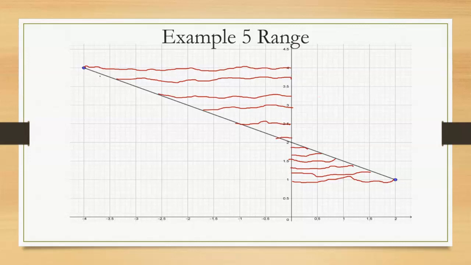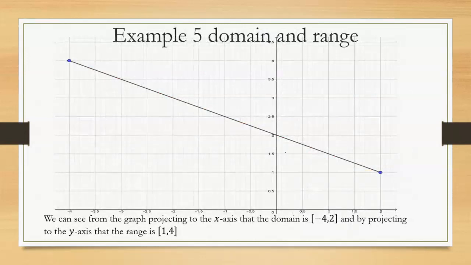Again, you want to imagine taking the graph and projecting it onto the y-axis. You're looking at all the possible y values, so to say. And so hopefully from that, you can see that the domain is the interval from -4 to 2, right? And the range, on the y-axis, is the interval from 1 to 4. I really hope that makes sense.